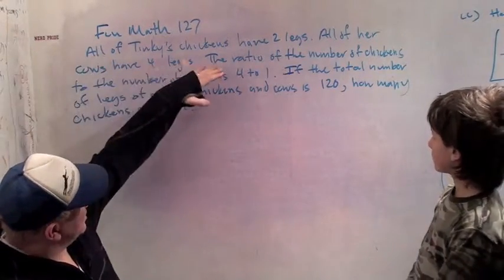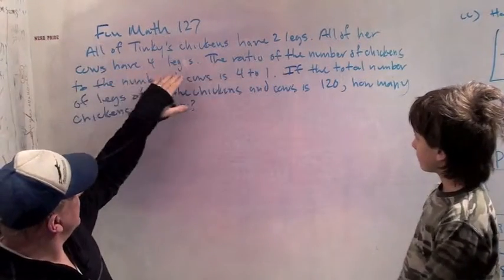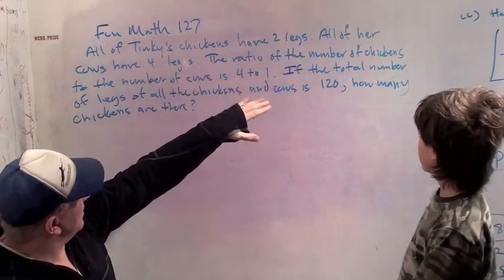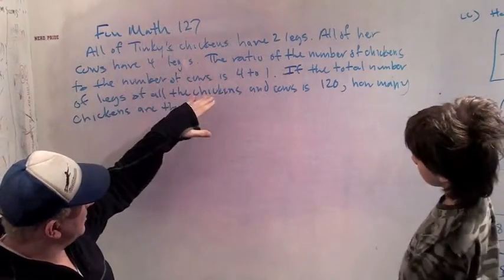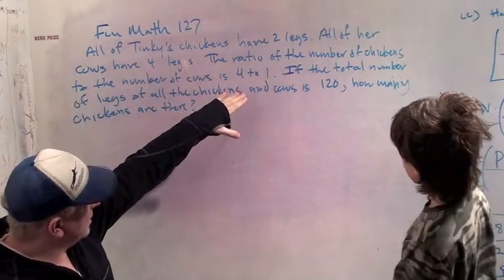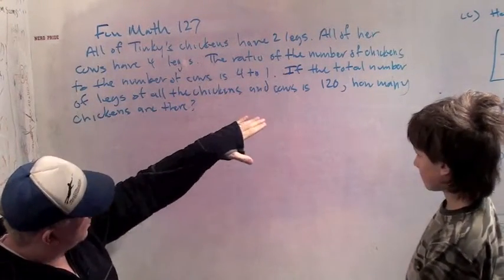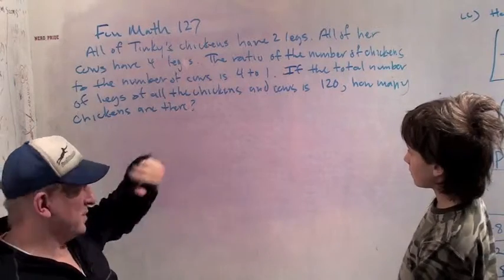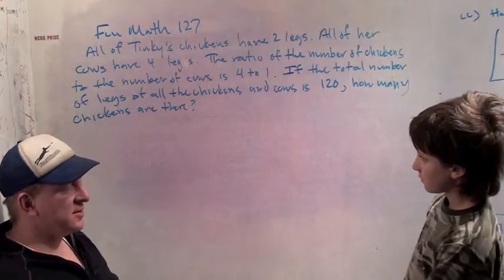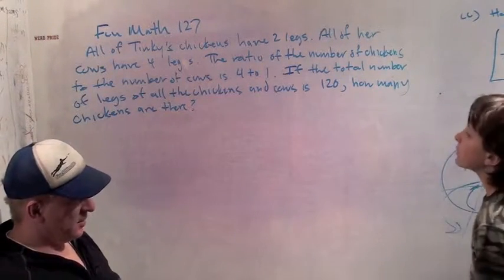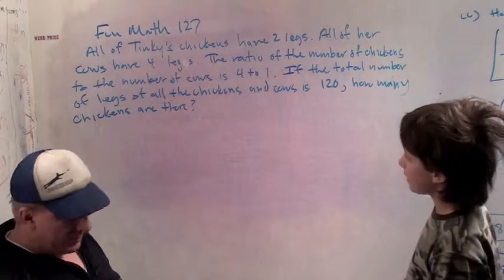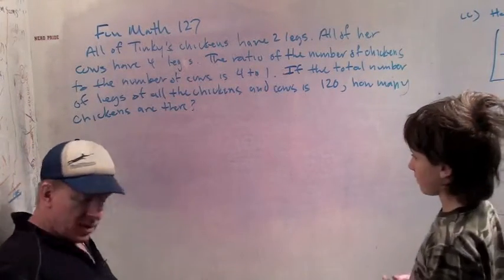All of Tinky's chickens have 2 legs. All of her cows have 4 legs. The ratio of the number of chickens to the number of cows is 4:1. If the total number of legs of all the chickens and cows is 120, how many chickens are there in Tinky's little farm? Do you understand the problem? Yeah. All right. Go ahead.